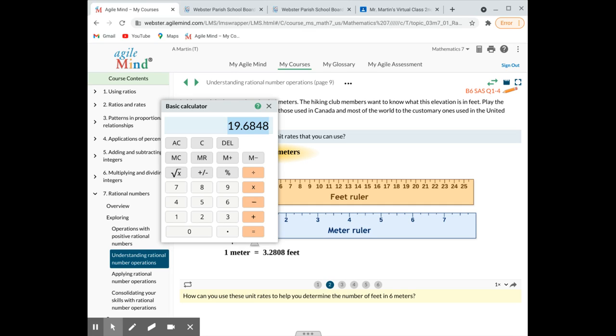Chandler, what should we have for our answer? What would I write for number 2? To show my work and put my answer in, what should we have?